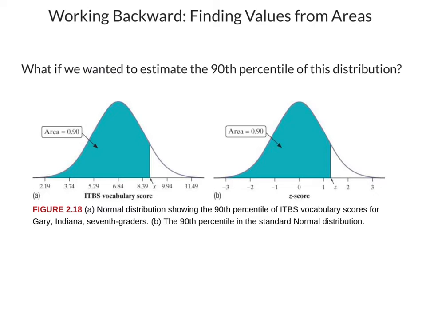To help us understand that, of course, we're going back to the vocab scores of these 7th graders in Gary, Indiana. So let's say that we are working with the area of 90% of that curve, or area is 0.90. So what if we wanted to estimate the 90th percentile of this distribution? What would that score be?